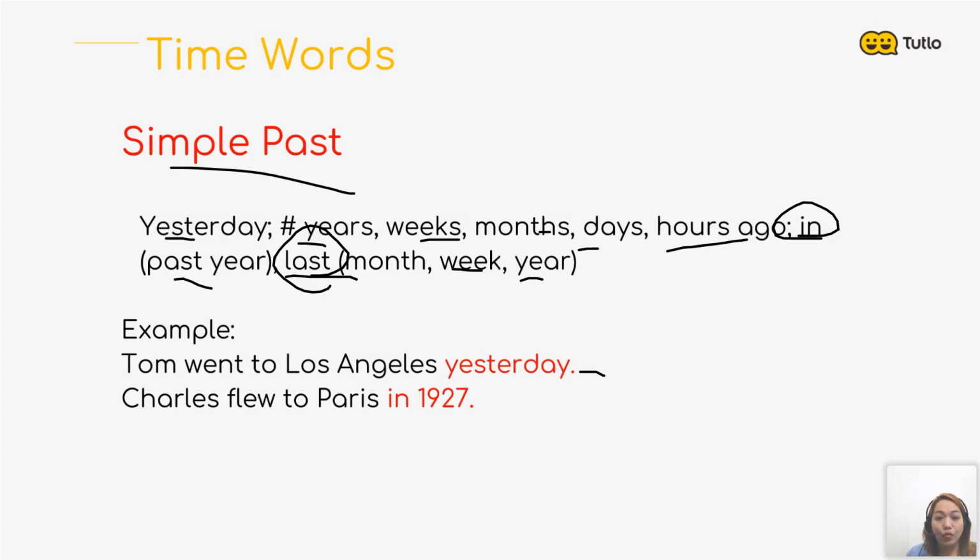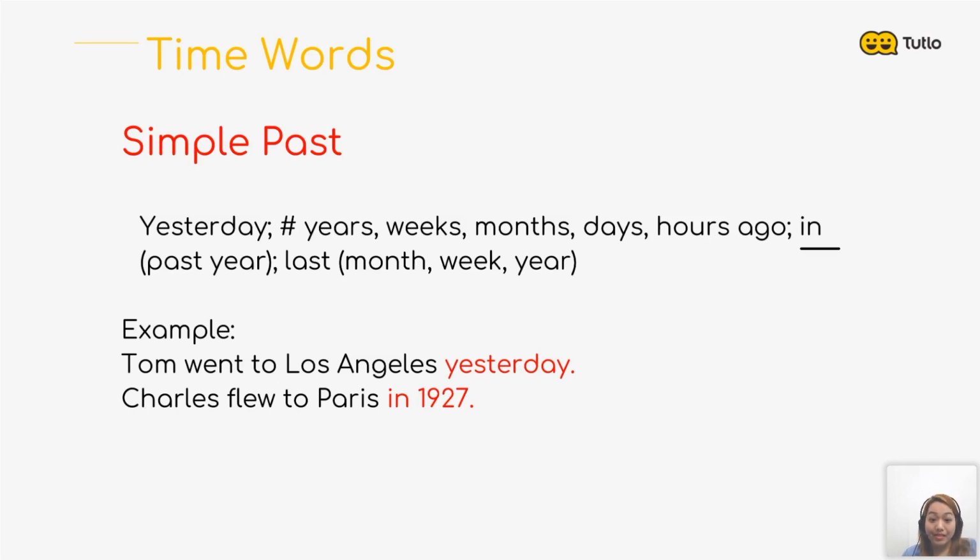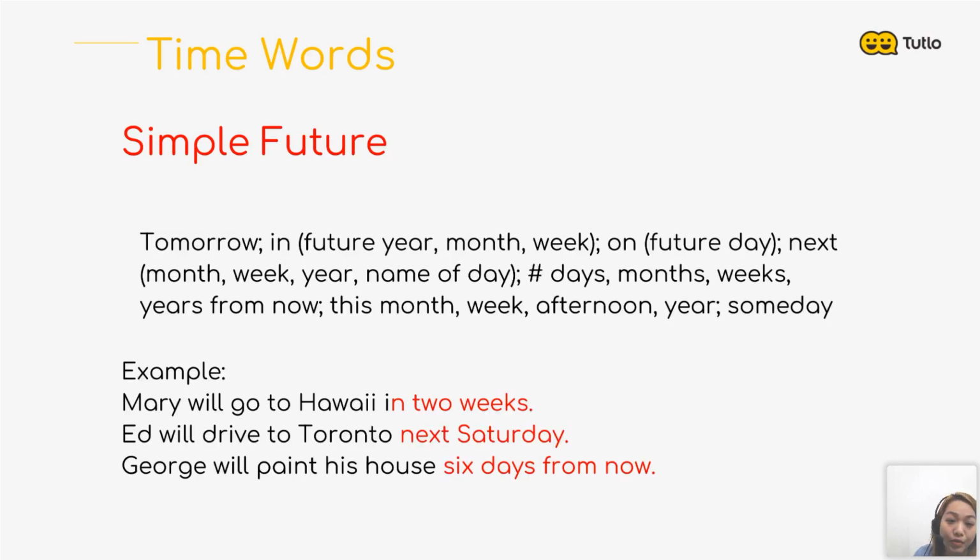Okay. When we use in, you have the year, past year. And then when we use the word last, you refer to last month, last week, or last year. Can you follow me? Good. Let's move on, shall we? This time for the future. So for simple future, of course, these are the time words and expressions that you need to remember.